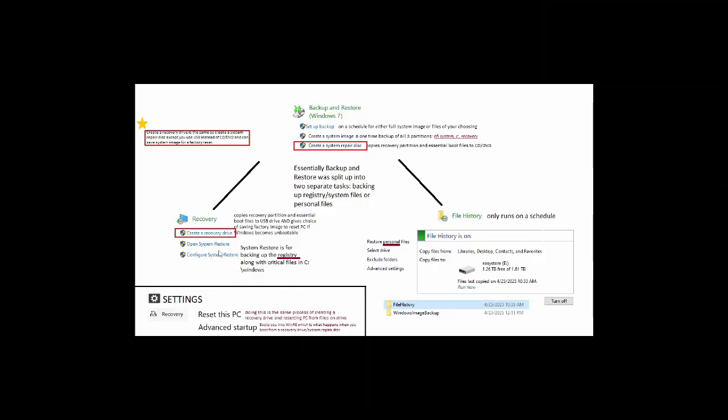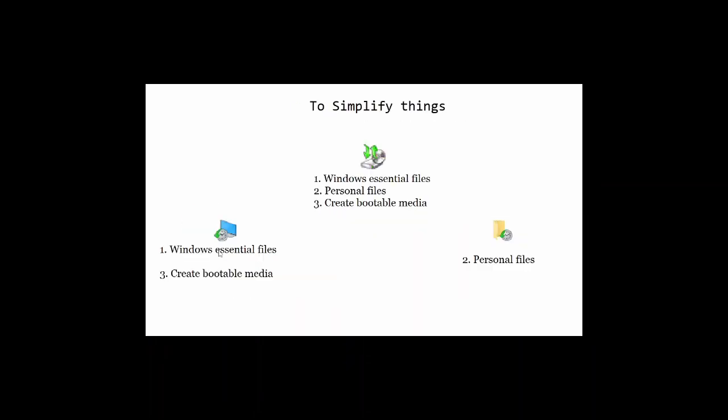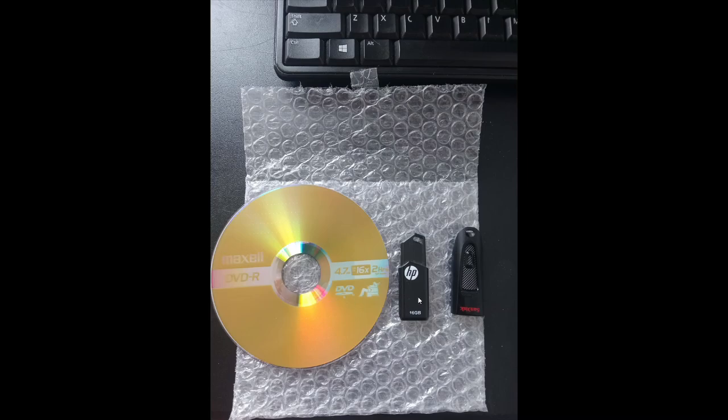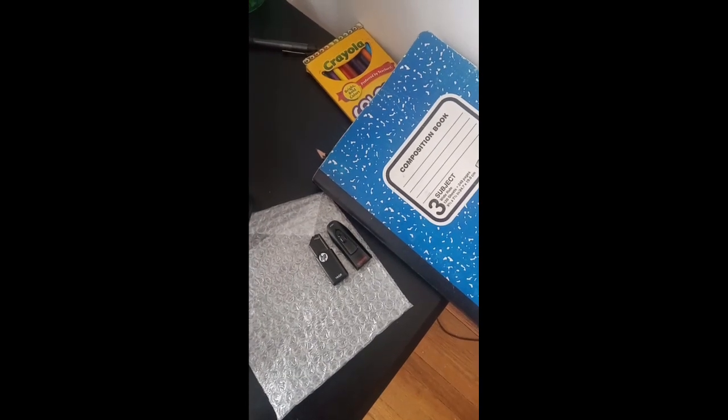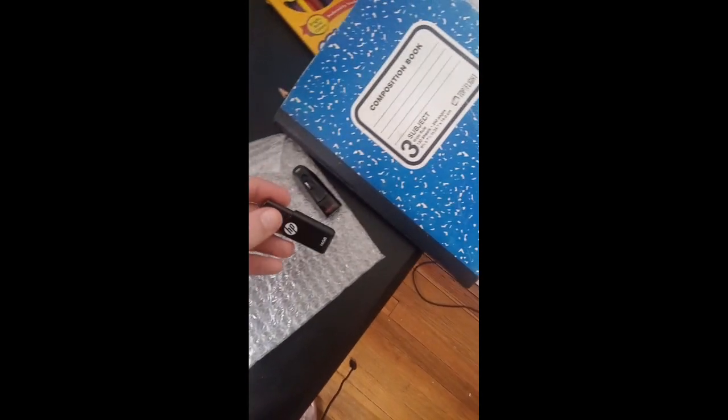Now we're going to create a recovery drive. A recovery drive is basically the same as a system repair disk, except it's more modern, right? You use a USB drive instead of a CD or DVD disk. A drive versus a disk. We're going to do 2 of them. There are 2 options to create a recovery drive. For the first one, I'm going to use the 16 gigabyte drive. The other one's a 32 gigabyte.